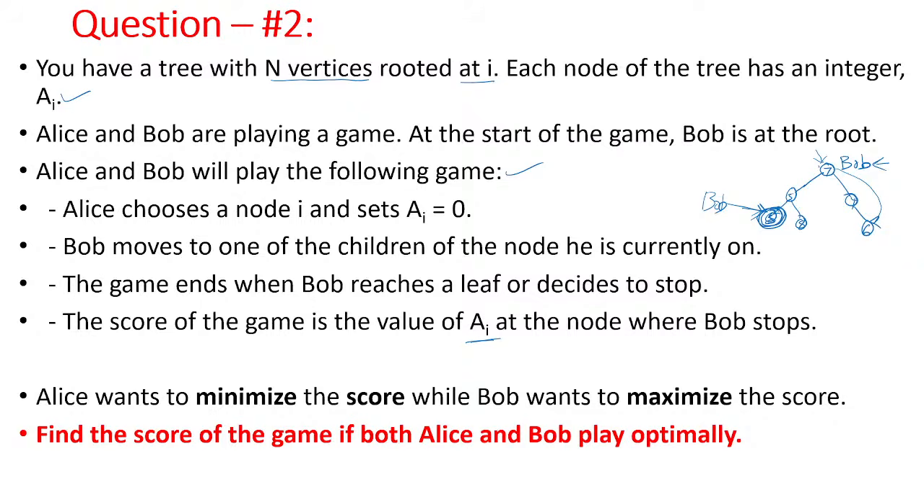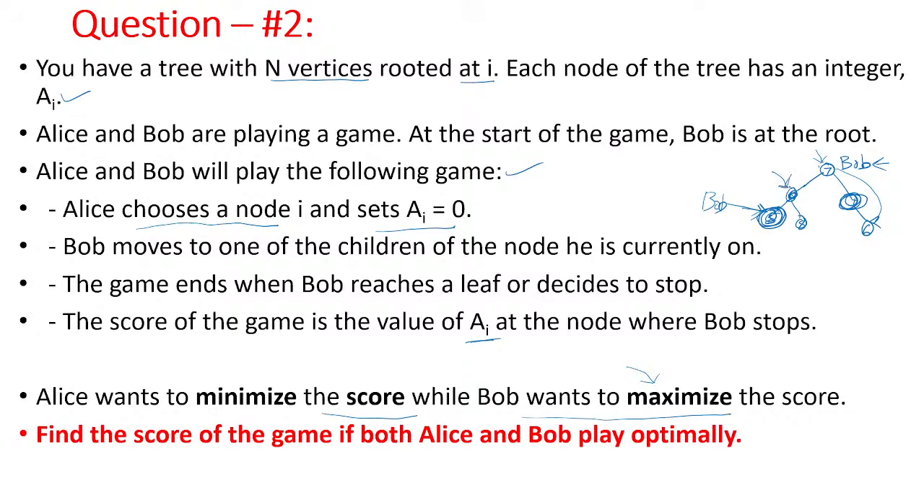Alice wants to minimize the score, while Bob wants to maximize the score. Bob always wants to maximize the score. That means he always wants to stop at the highest node. If some node contains the highest number, then he always wants to go to that node. And Alice always wants to minimize the score. So how does she minimize? If Alice chooses a node, then she makes the node value 0. For example, if Alice chooses this node, what is the value of this node? 5.